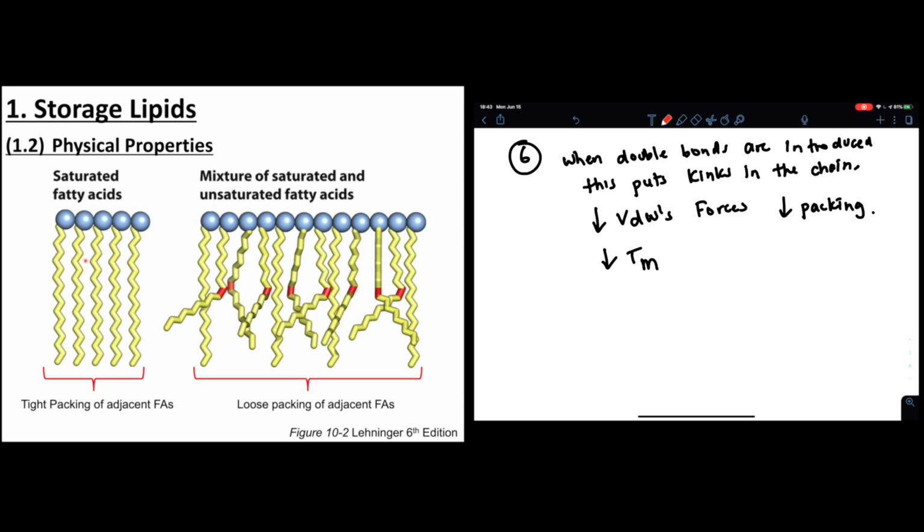So going over here, right, these are saturated fatty acids. They pack nice and tight together like adjacent fatty acids. So that means the melting temperature is going to be high, right? Because there's lots of van der Waals forces in between all of these hydrocarbon chains. But as soon as you introduce those kinks, you get loose packing of the adjacent fatty acids, right? You can see these kinky chains. They do not touch as readily. They're not getting into that region where it qualifies as a van der Waals force, and therefore the melting temperature is going to go down when you have more unsaturated fatty acids.